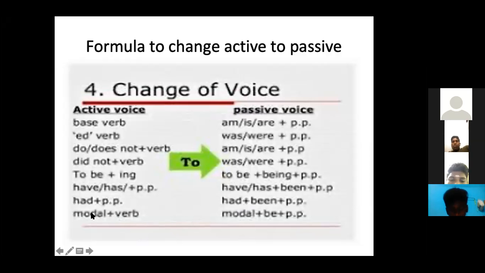Then, if it is a modal and a verb, last time we learned about the modals, isn't it? Can, could, may, might, will, would, shall, should. All these are some of the common modals. So when a modal and a main verb are used, it becomes the modal plus the be form of the verb and the past participle form of the verb. Okay.